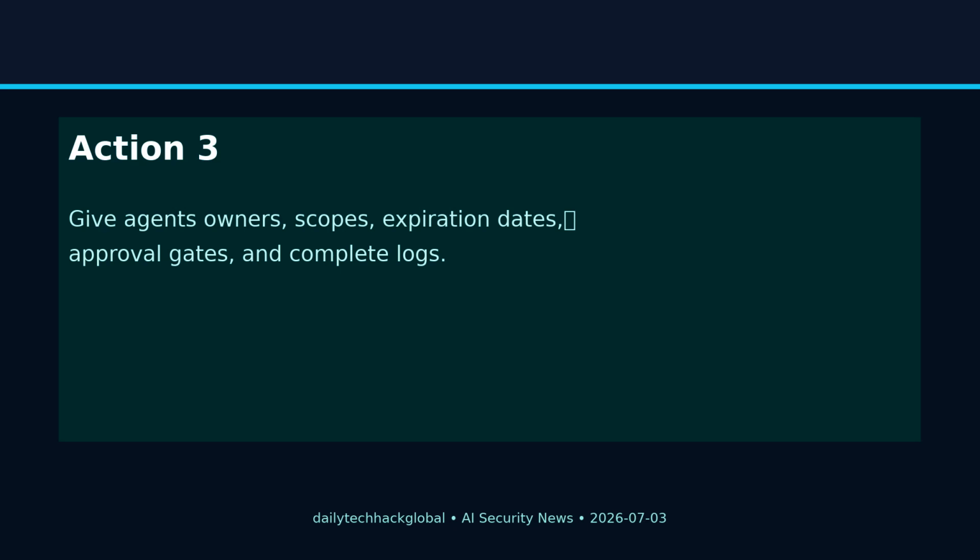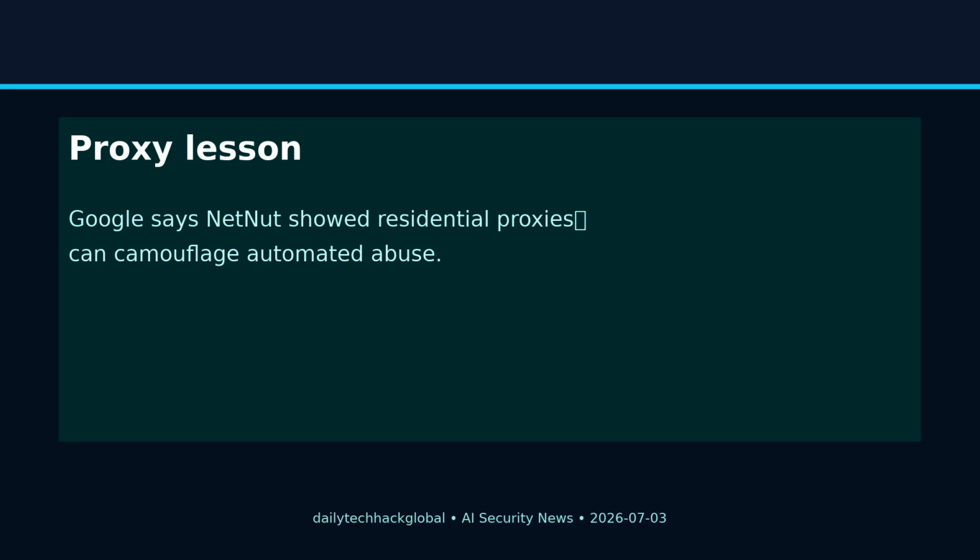Third, treat every AI agent like a real cloud identity. Give it an owner, scope, expiration date, approval policy, and logs. If the agent can call tools, query databases, change code, or send messages, incident responders need to know exactly what it did and under whose authority.